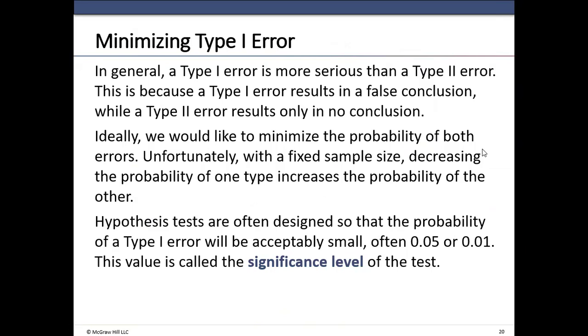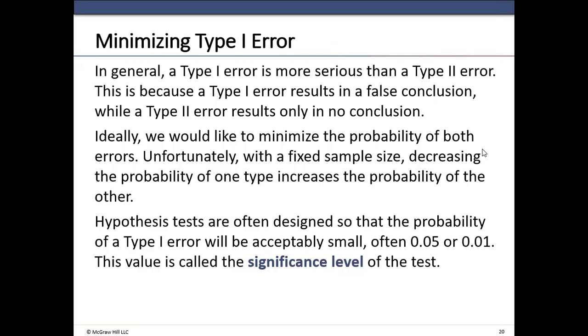Minimizing type 1 error. In general, a type 1 error is more serious than a type 2 error. This is because type 1 error results in a false conclusion. Remember, type 1 error is reject H0 when H0 is true. So we made a wrong decision and reached a false conclusion. Type 2 error, failing to reject H0 when H0 is false, we did not make any decision. Failing to reject H0, we left H0 as the status quo. So there is no conclusion.